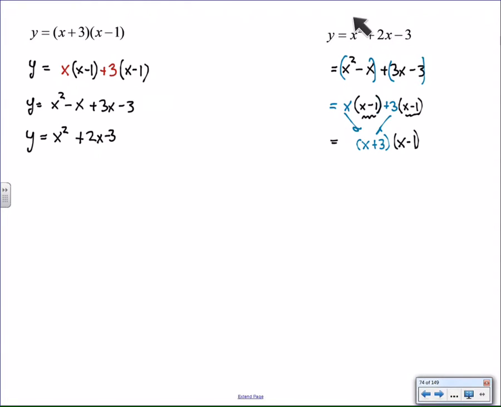So now I've just reversed the process of foiling, and that is called factoring, because you take an expression that's a whole and turn it into the product of two factors. These two factors multiplied together will give us the original expression.